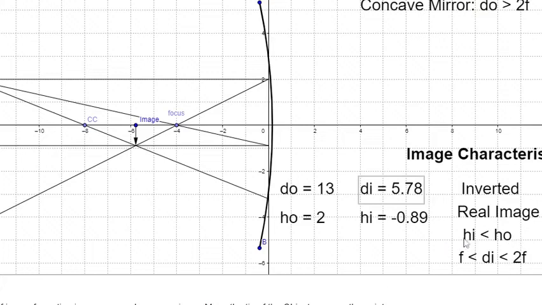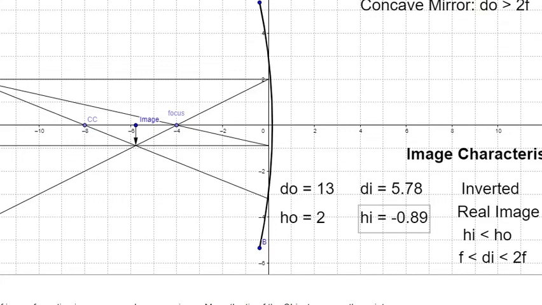And you can see that the image is smaller than the object, and that's shown here. The object height is 2. The image height is 0.89. That negative sign just means that it's upside down, that it's inverted. You can see that the image height is less than the object height, and you can see that the image is located between the focal point and 2 focal points, the center of curvature. So it's going to be somewhere in there.